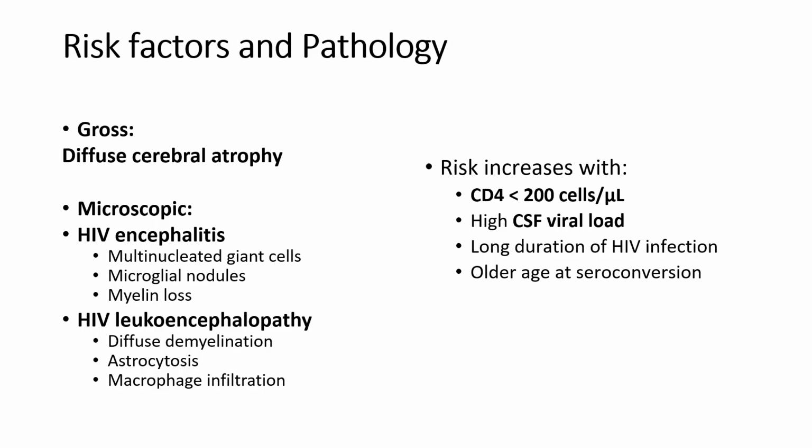Pathologically, you may find grossly there is diffuse brain atrophy. Microscopically, there may be features suggestive of HIV encephalitis like multinucleated giant cells, microglial nodules, and myelin loss. Or they may have features suggestive of HIV leukoencephalopathy like diffuse demyelination, astrocytosis, macrophage infiltration. The risk factors are CD4 count less than 200, high CSF viral load, longer duration of HIV infection, and older age of seroconversion.